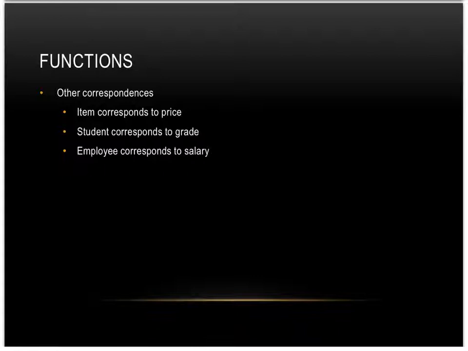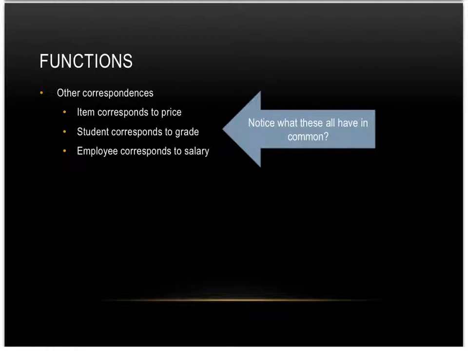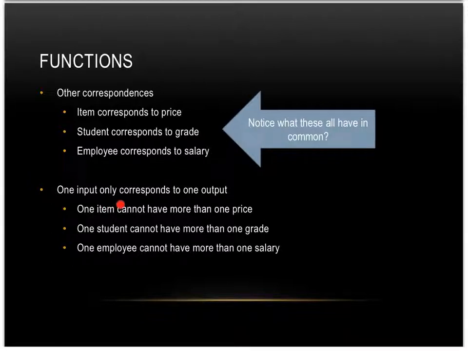Other correspondence, of course, an item could correspond to a price. Student corresponds to a grade, employee corresponds to salary. If you notice what all of these have in common, a student can only have one grade, and that's important to have a function. So in other words, even an employee can't have different salaries, they can only have one salary, and that's that one-to-one correspondence. So one input only corresponds to one output.